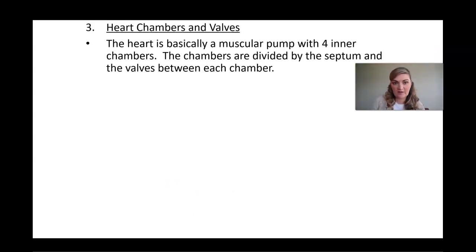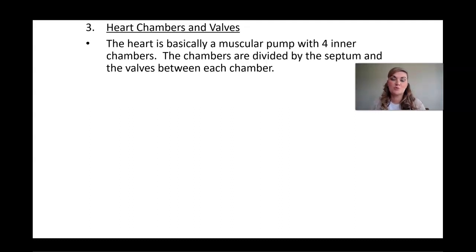Heart chambers and heart valves. The heart is basically going to be a muscular pump. That pump's going to be responsible for pumping blood throughout the entire body and making sure that blood makes its way back to the heart in order to pick up oxygen and pump it through the body again. So within that heart, it consists of 4 chambers. You're going to have 2 atria and 2 ventricles.